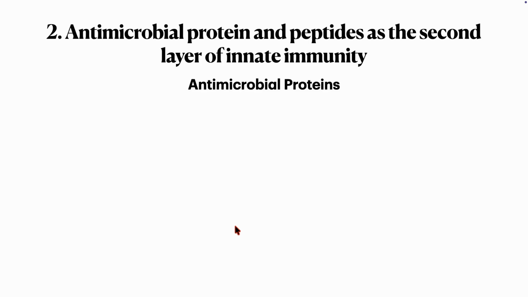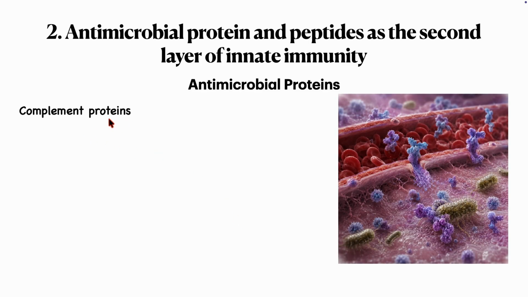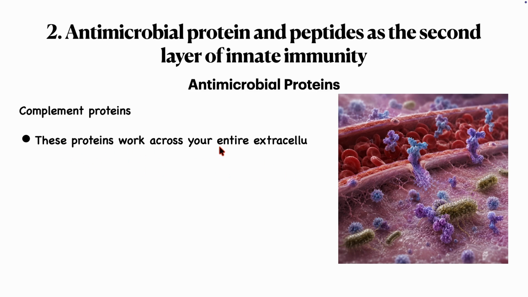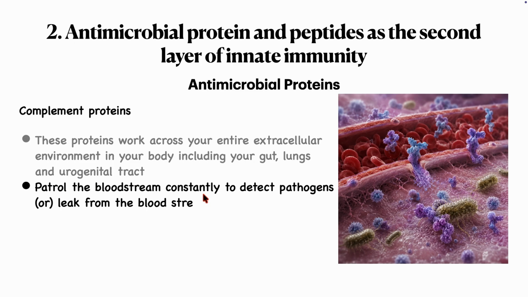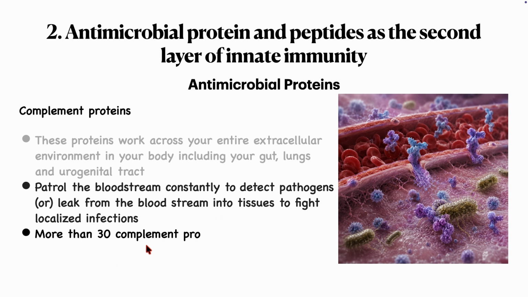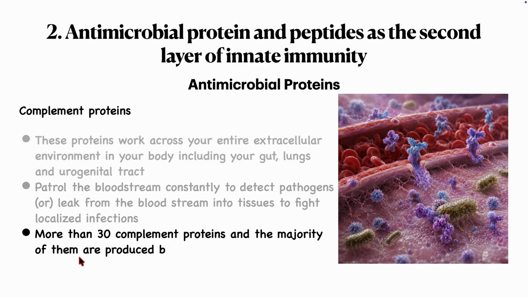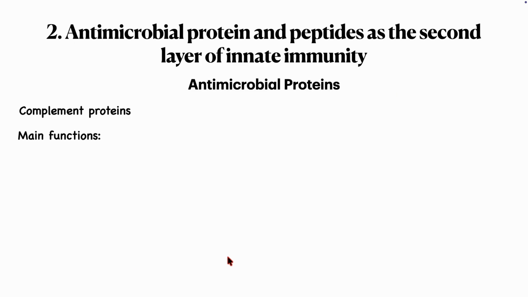The most important antimicrobial proteins that you must know are called complement proteins. These proteins work across your entire extracellular environment in your body, including your gut, lungs, and urogenital tract. They patrol the bloodstream constantly to detect pathogens, or they may leak from the bloodstream into tissues to fight localized infections. There are more than 30 complement proteins, and the majority of them are produced by the liver. They have three main functions.